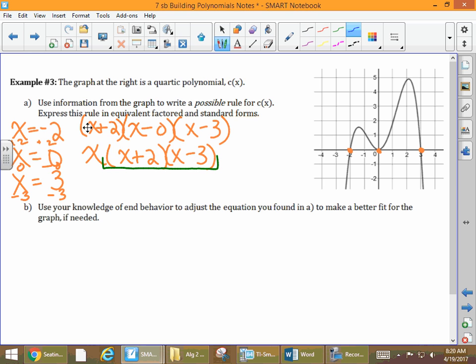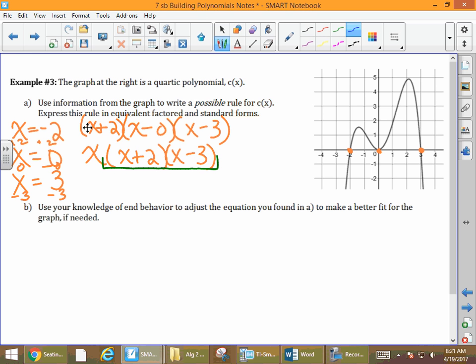However, there's one more issue in this problem. Do you see it? And it's a hard one to see for the first time. But at -2, we cross. So when we cross, this graph looks like a line. So what would our exponent be on our x plus 2? It's actually going to be a 1, because it looks like a line.